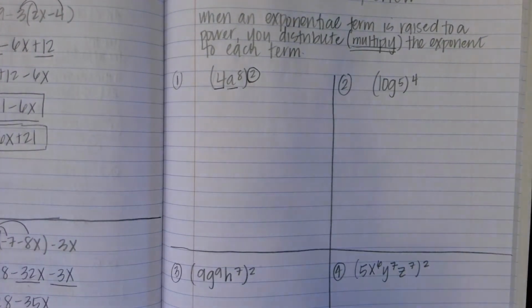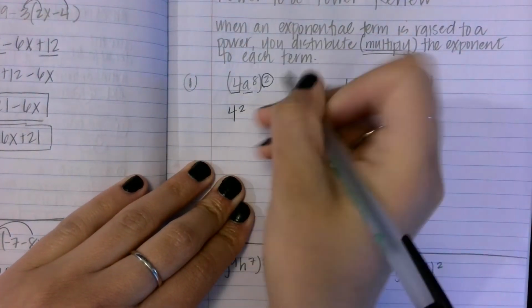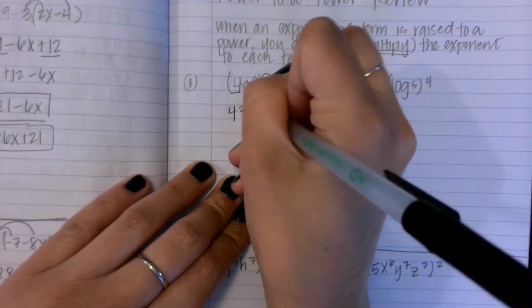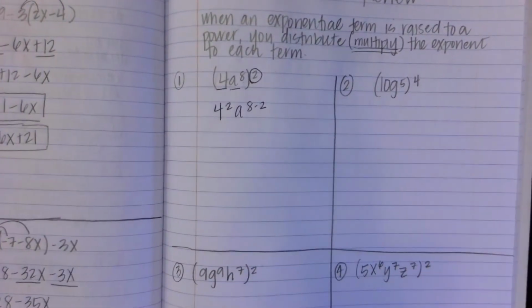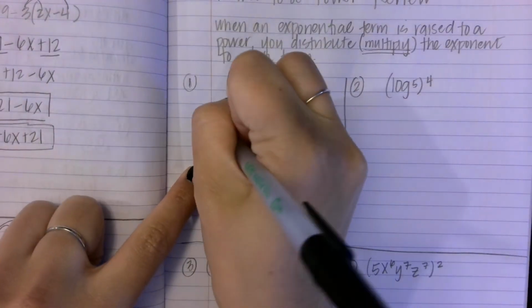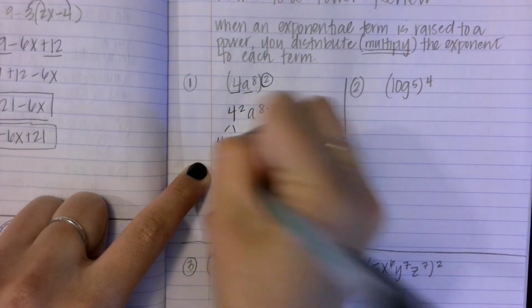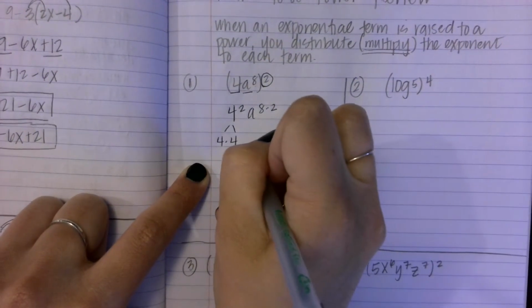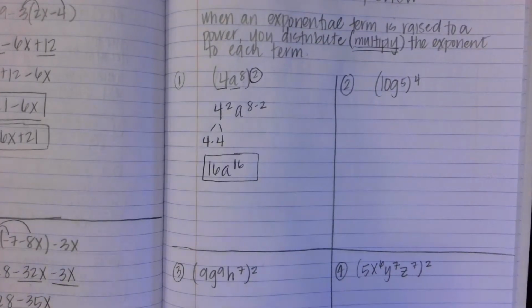So the 4 is going to get the 2, so 4 squared. And then you multiply the exponents of your exponential terms. So then it's a to the 8 times 2. 4 squared is not 8. Please don't say 8. 4 squared is 4 times 4, which is 16. And then 8 times 2 is 16. And that should be a review from exponential rules.